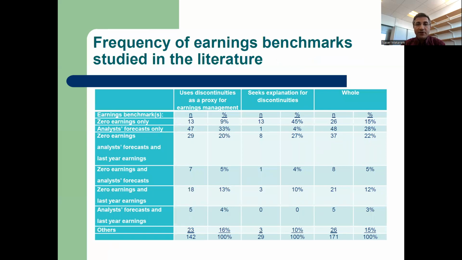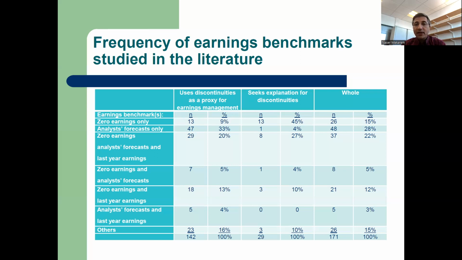We further looked at the frequency of earnings benchmarks studied in the literature. The main benchmarks used in the literature are zero earnings, analyst forecast, and last year earnings. And as you can see here, when we look at the two strands that I just mentioned, those using discontinuities as a proxy for earnings management are focused on analyst forecasts only, and then a mixture of the three main benchmarks.